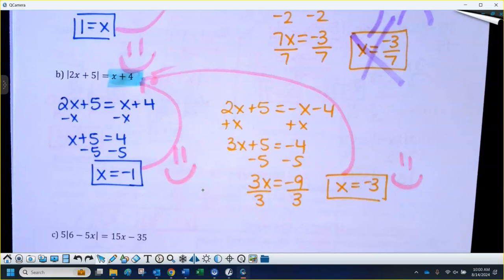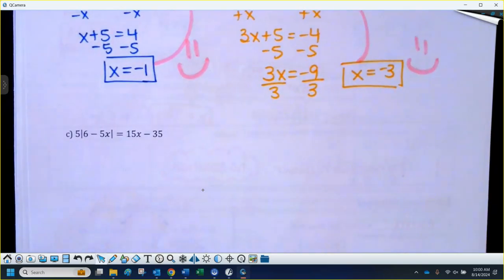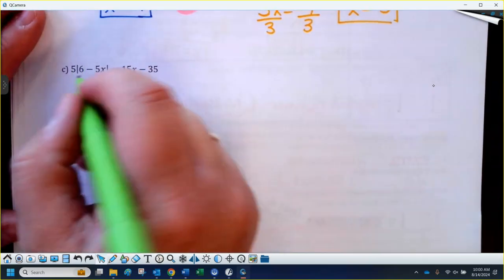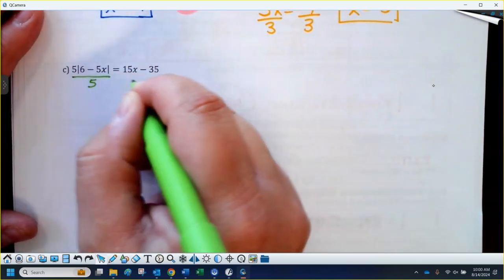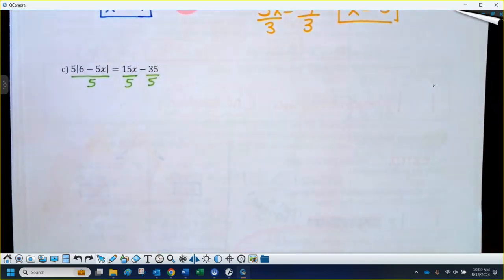And then we're going to try one more. Now, this one does not have the absolute value by itself, so we have to get the absolute value alone. Remember, do not distribute anything into an absolute value. Do not distribute. You want to divide. So to get rid of the 5 in front of that, I'm going to have to divide every single thing by 5 on both sides. So every single term, don't leave anyone out. Everybody gets divided by 5.